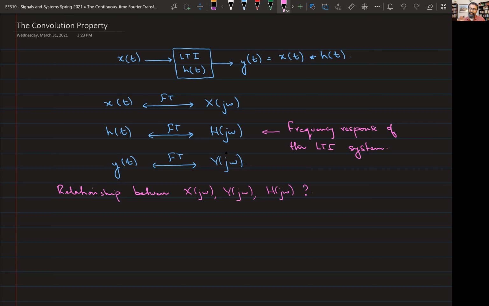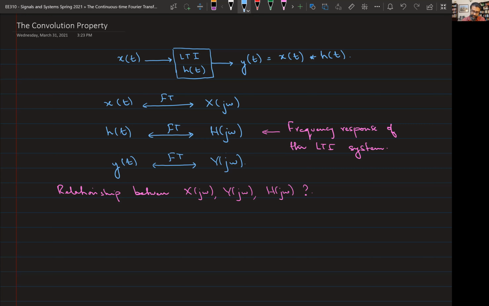So we're going to see that once again, the output in the Fourier domain is going to be the input in the Fourier domain multiplied by the frequency response of the system. So that's essentially what the convolution property is about, right? And let's try to derive that relationship from scratch, right?